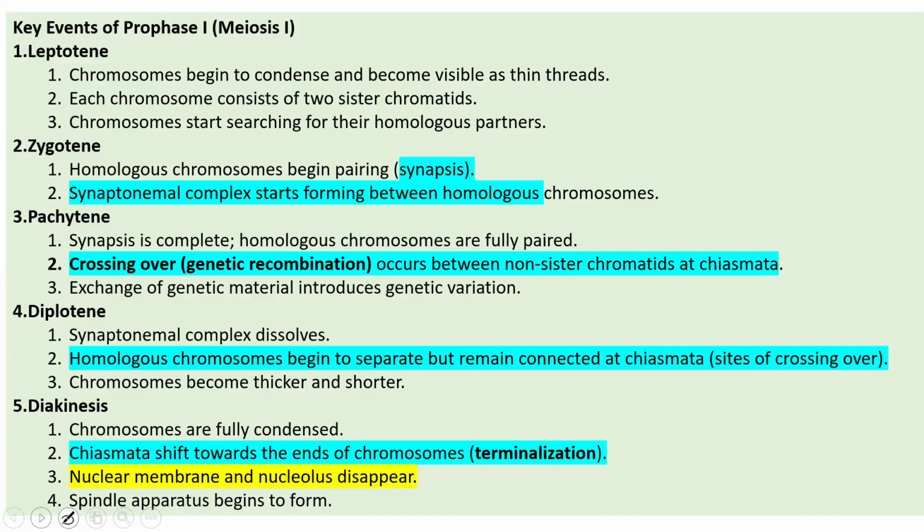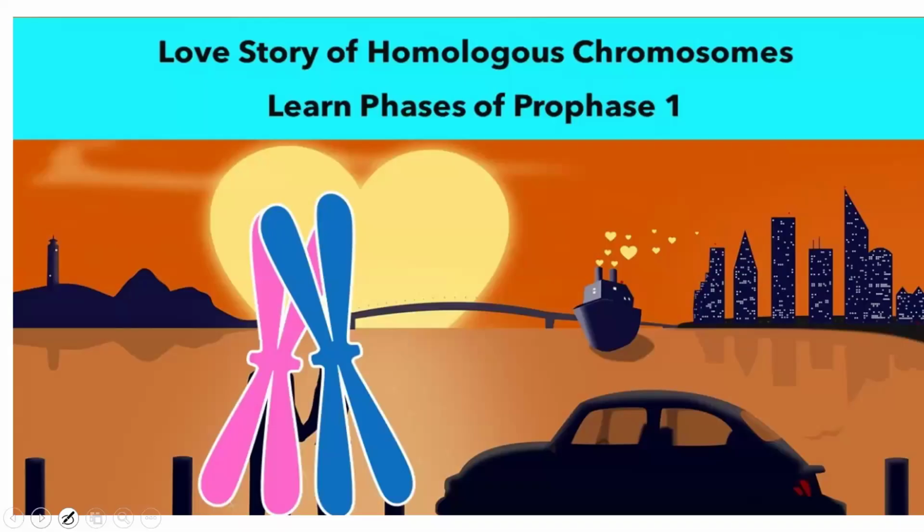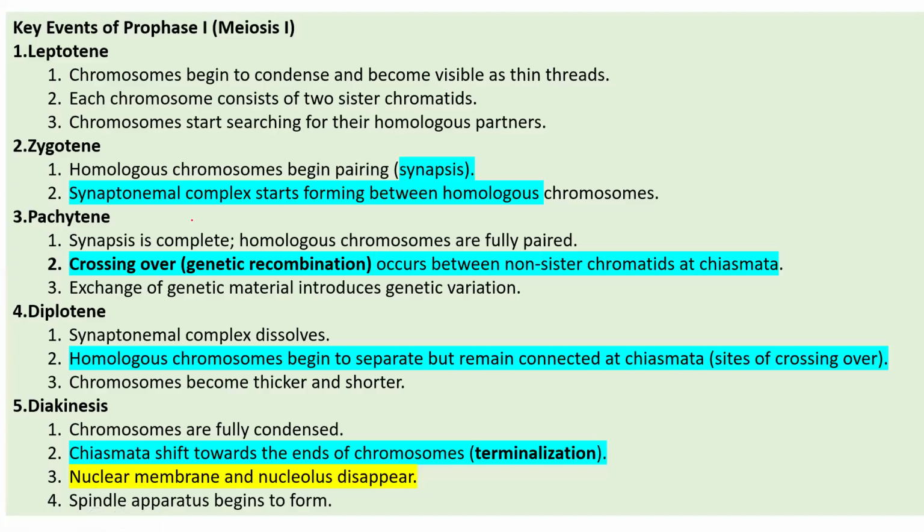Now the key events of Prophase 1, Meiosis 1, which we are going to learn with the help of the homologous chromosomes' love story. First, leptotene. In the leptotene stage, the chromosome begins to condense. It is a very important point, just an important point we have to memorize. We have just learned the mnemonic. It is an important point of the 5 stages of Prophase 1.